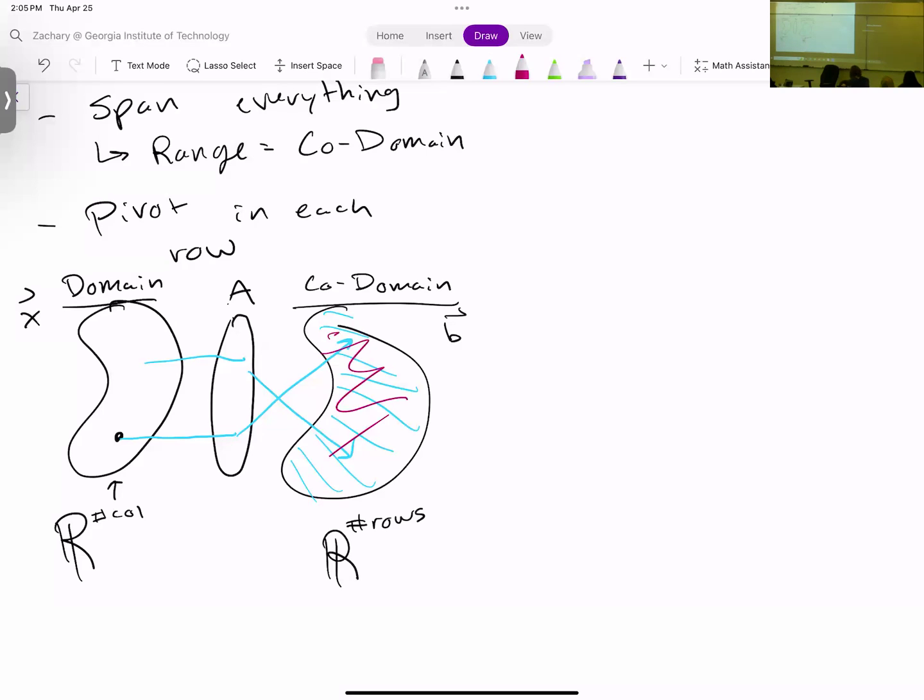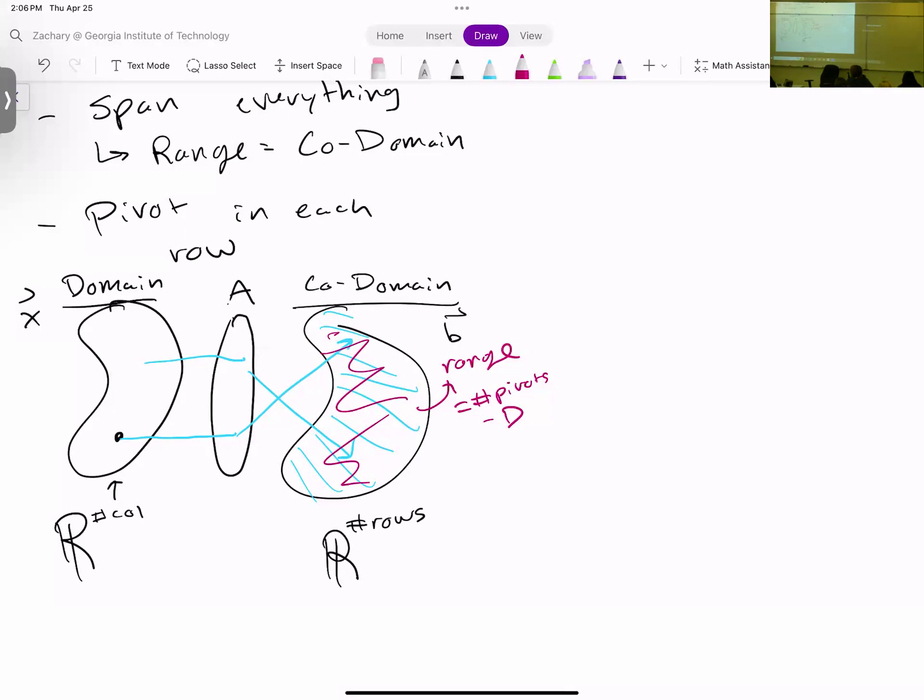So this whole thing we call our range, which is always equal to number of pivots dimensional. And if it's number of pivots dimensional, and it's R to the number of rows, how many pivots do we need to fill the whole space? Number of rows, it's as big as we are. That's why you need a pivot in each row to be onto. Because you need the range, the column space, to be as big as where we're ending up. That's the definition of it.